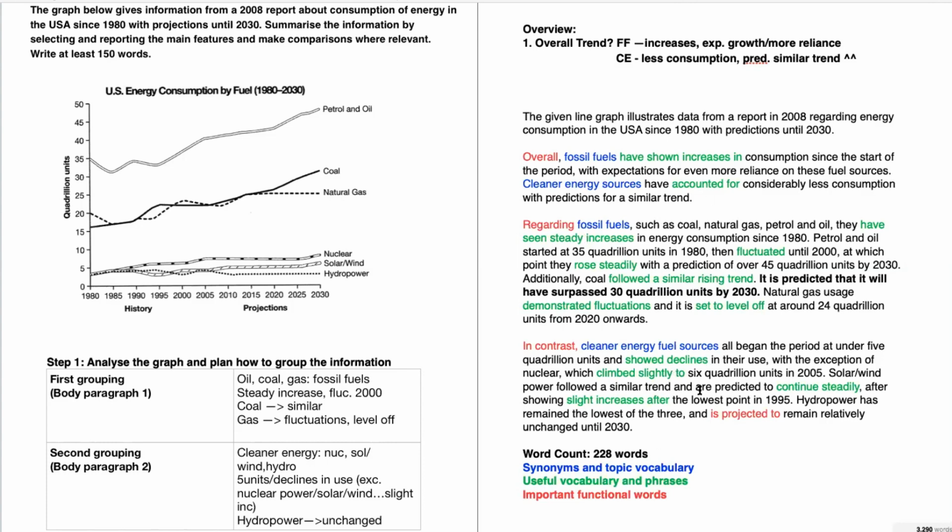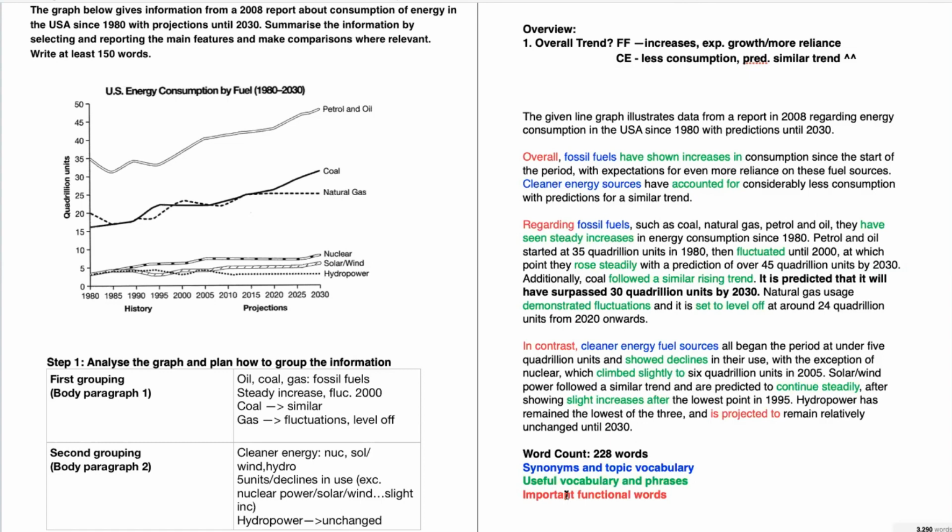This is all necessary, and keep in mind that these titles here, the headings of our energy, also contribute to the word count. So we had things like petrol and oil, cleaner energy fuel sources, and cleaner energy sources, which took up some word count as well. So whenever you have long titles, keep that in mind.